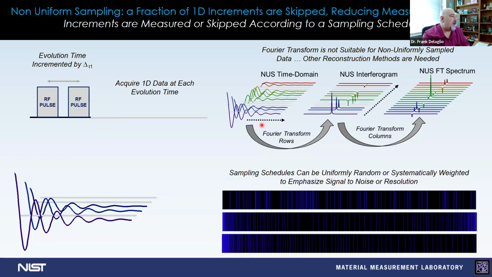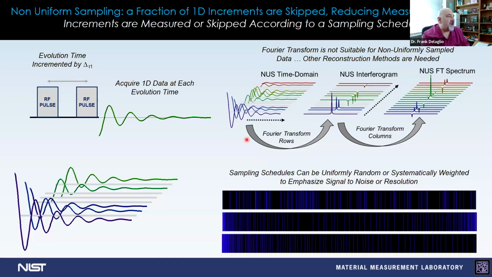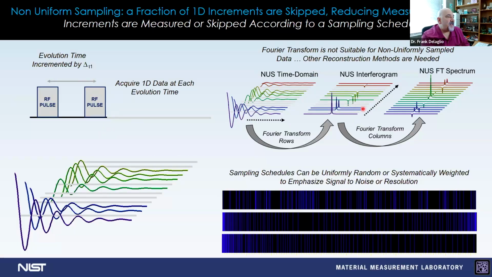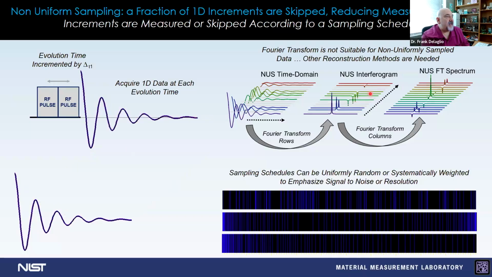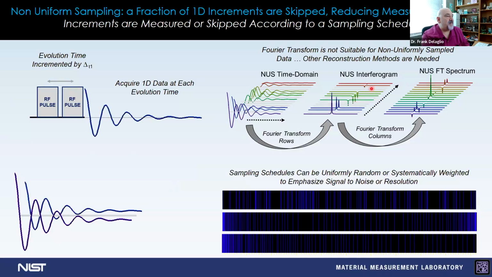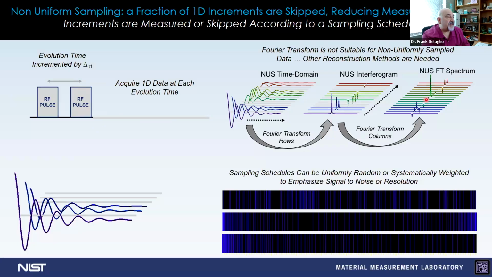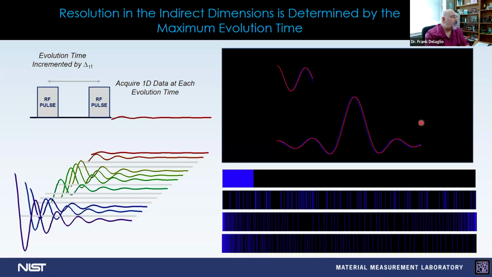The challenge is, however, that when we Fourier transform all the rows of such non-uniformly sampled data to get an interferogram, the interferogram has gaps in it in the places where we skip the 1D measurement, so that when we Fourier transform this indirect dimension, we get a spectrum that has sampling artifacts.